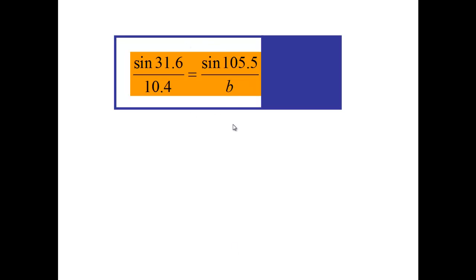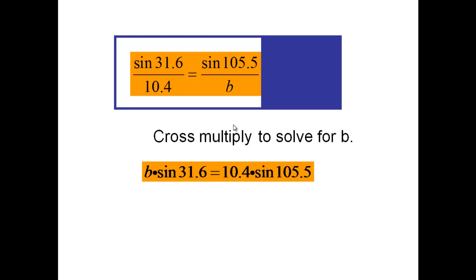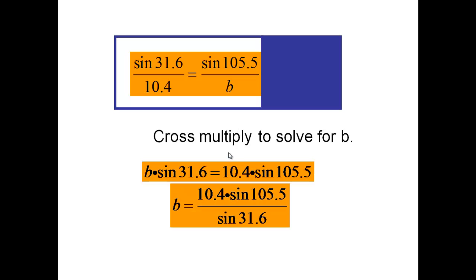What are we going to do? Well, we cross multiply and solve for b. So when I cross multiply and then plug into my calculator, of course making sure that I'm in degree mode, I find that side b is approximately 19.13.